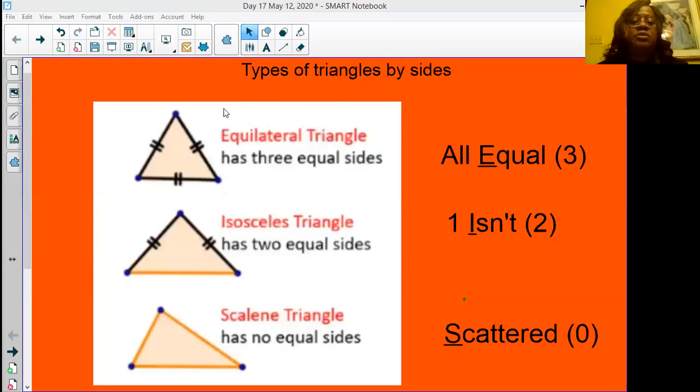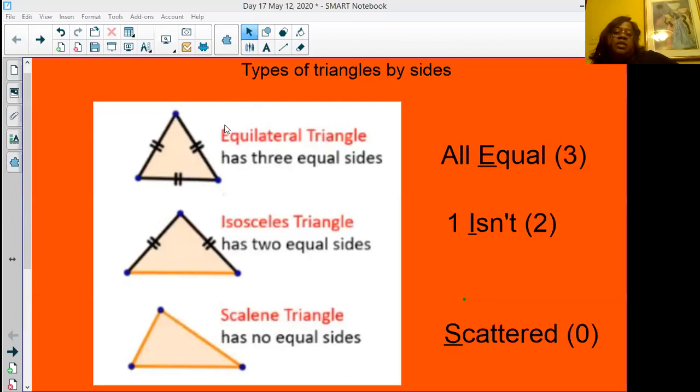The first triangle we're going to talk about is called an equilateral triangle. An equilateral triangle has three equal sides. So let's look at the diagram here. In this triangle, notice that there are two tick marks on each side. That tells me that each side is congruent, or the same as the other sides. So this side is congruent to this side and this side. This side is congruent to this side and this side. So they're all three the same.